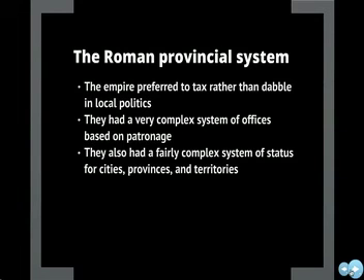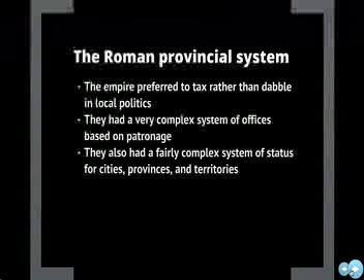So they would often leave veterans in an area, veteran Roman soldiers who maybe even helped conquer that area, and they would be responsible for collecting taxes and sending it to Rome. And part of this, this second bullet here, is that they had a very complex system of offices based on patronage.